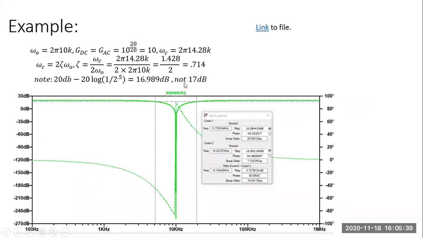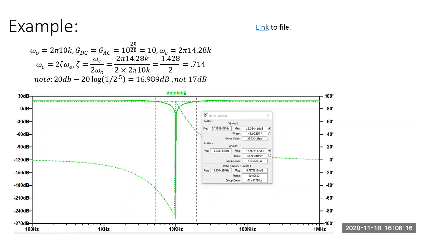So since we're at 20, what's that minus 3 dB point? You'd say, well, it's 17 here, 17 here. And when you do that, the width of the frequency region is 14.28 kilohertz, right? Well, when you solve for the damping ratio, you get 0.714. Well, I set this up to be a Butterworth notch filter. And so it should have been 0.707.